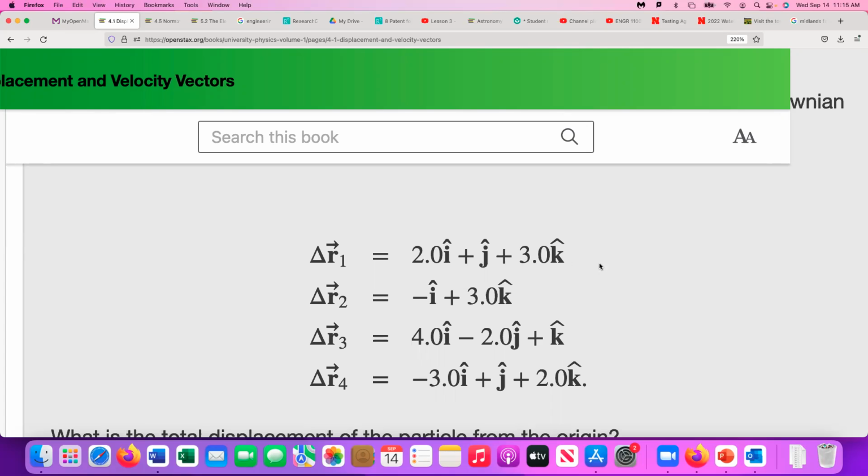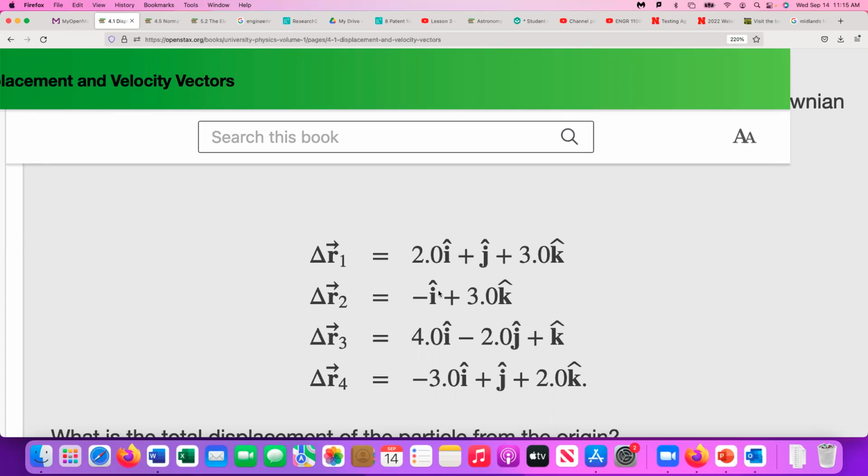And they want us to find the total displacement. Well, totals are always sums. So we just add these displacements together. And remember that when you're adding vectors in component form, you add the I hat parts separately from the J hat parts, separately from the K hat parts. So that's what we're gonna do.